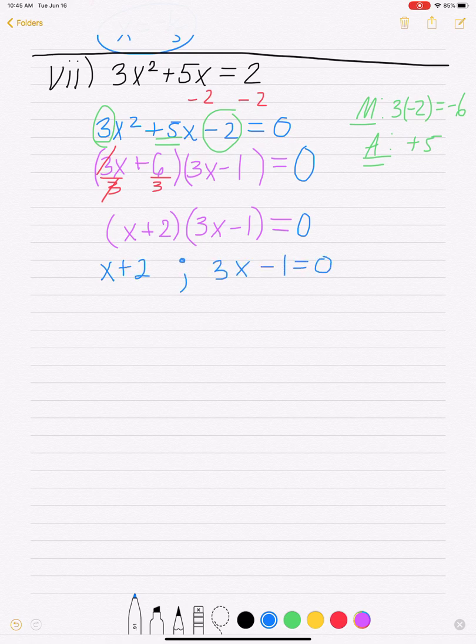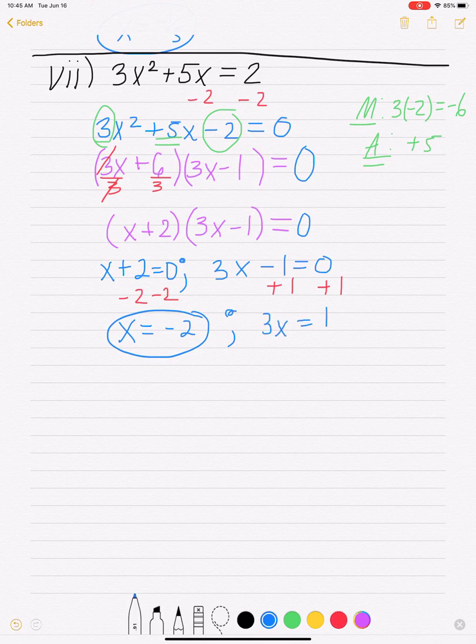And then you solve those. Oops, I didn't set the first one equal to 0. The first one, we're going to subtract the 2 on each side, and we're going to get x equals negative 2. We're done with that one. The second one, you're going to add 1 to both sides. And you're going to have 3x equals 1, and then just divide both sides by 3 to get the x by itself. That'll give us x equals 1 over 3. So there are your two solutions. Negative 2 works, or 1/3 will work if you plug them in.